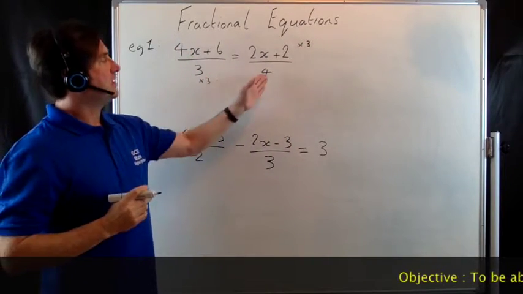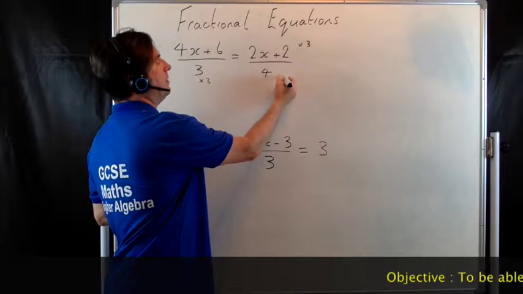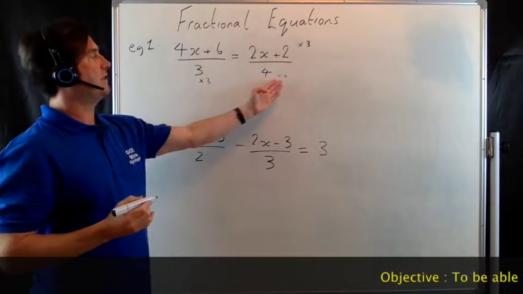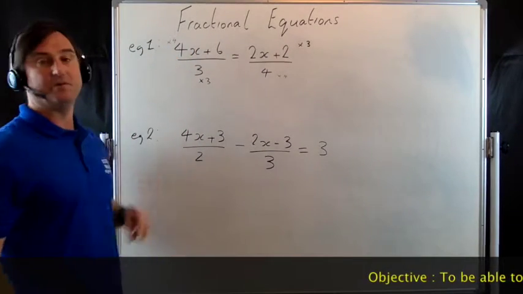I could do this simultaneously with the 4 here, because to get rid of the 4, I should be multiplying this side by 4. And whatever I do to that side, I should do to the other side. So I should multiply this one by 4 as well.